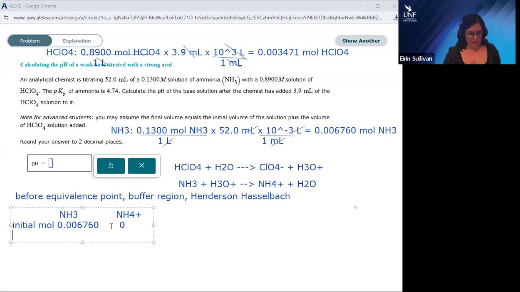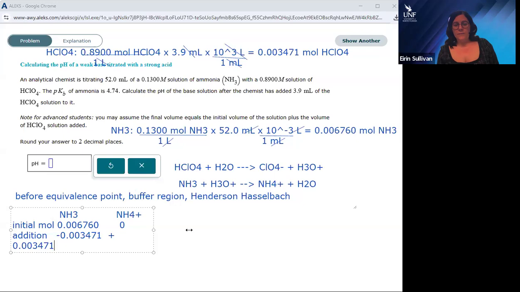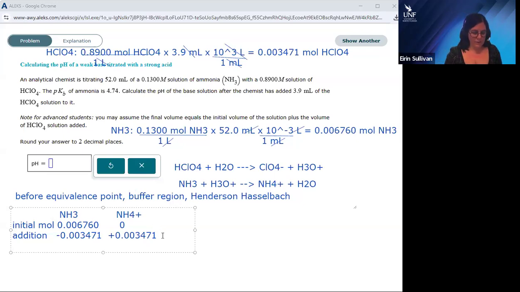And then I'm going to add my acid. So adding the acid is going to neutralize. Well, how many moles of acid did I add? 0.003471 moles of acid. So that's going to take down the number of moles of ammonia by the same amount, and it's going to generate the same amount of moles of my ammonium, so plus 0.003471. So if I do the math, I now have my new moles.